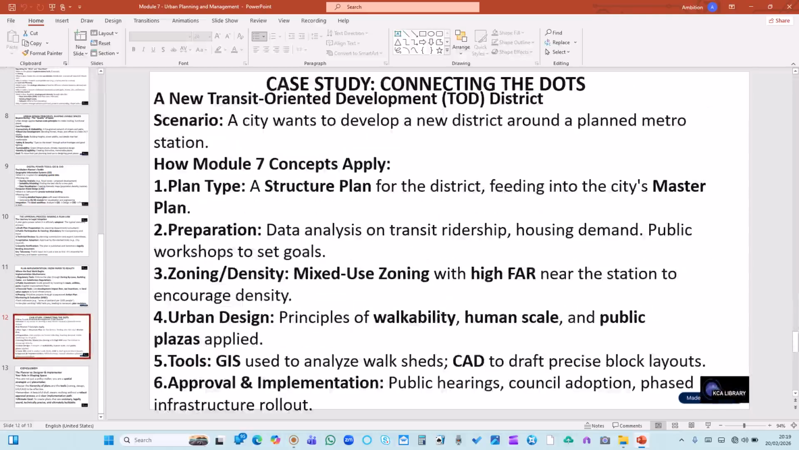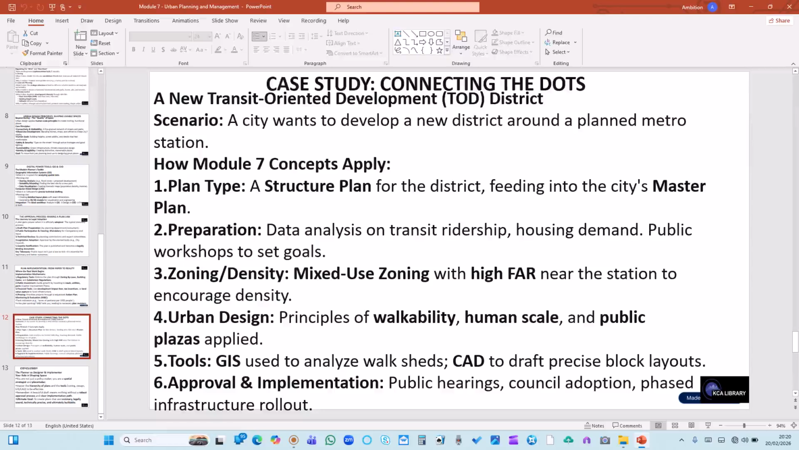Now let us look at a case study, connecting the dots, which involves a new transit-oriented development district. The scenario here is that a city wants to develop a new district around a planned metro station. How the seven concepts will be applied here includes: 1. Plan type. The plan type will be a structure plan for a district feeding into the city master plan. So it will range from a structure plan to a district plan that will be feeding into the city master plan.